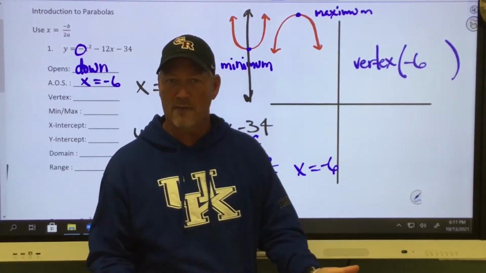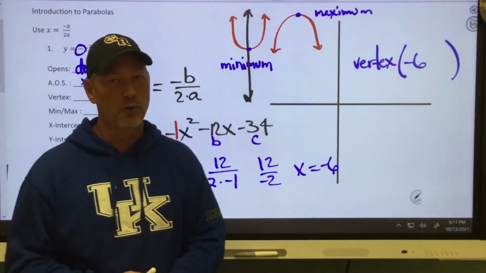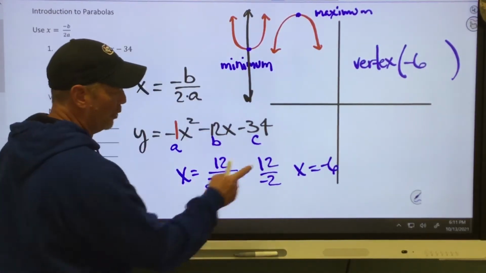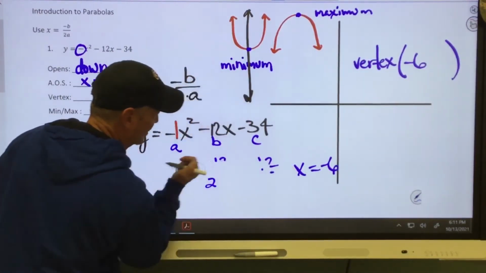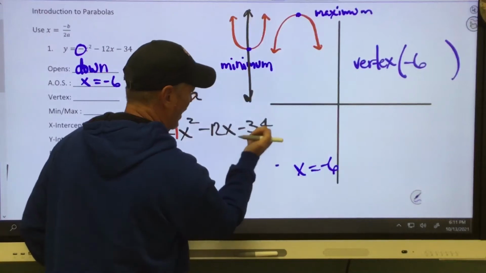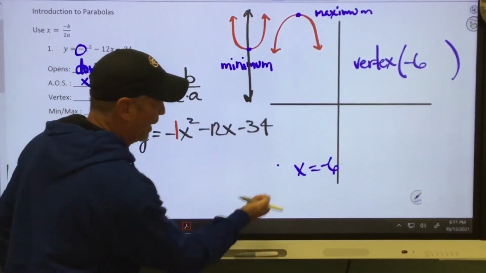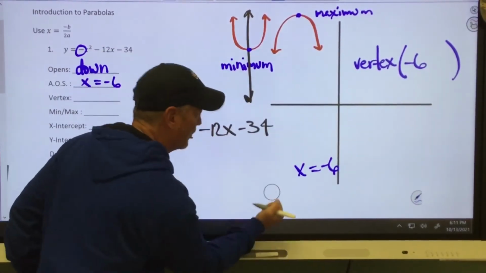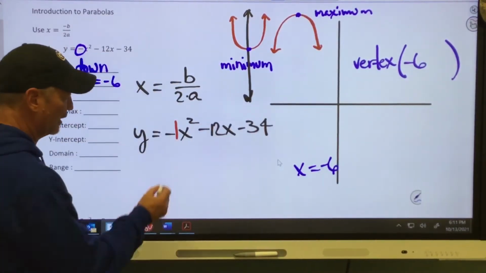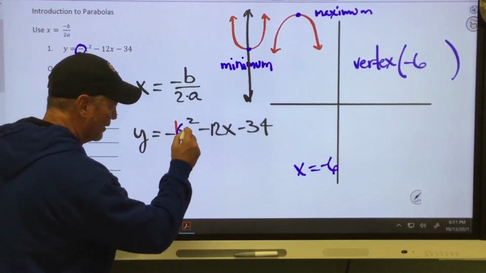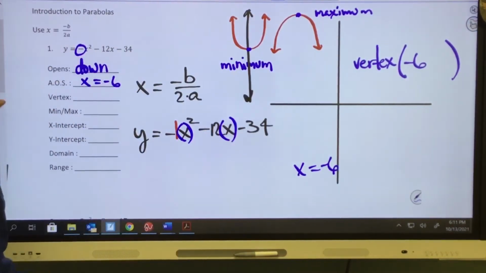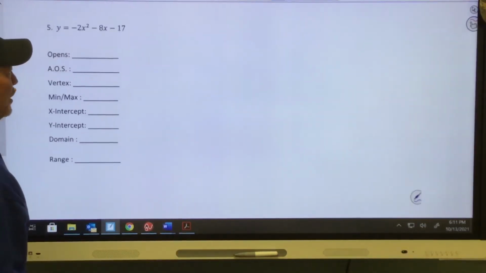How do you find the y value? I'll show you how to do it by hand, and then I'm going to show you how to use the calculator. But knowing that x equals negative 6, I can substitute my x value of negative 6 right here for this x, and I can substitute it for this x. Let me show you how this is going to work.